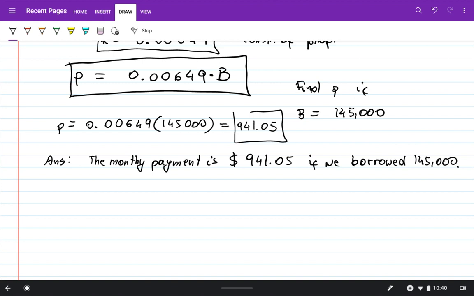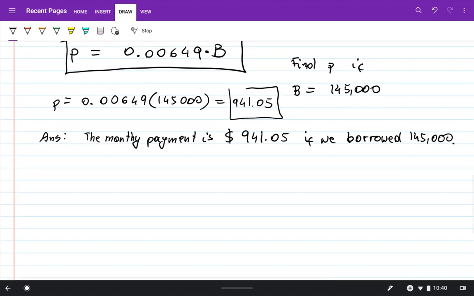Okay, so that was problem 23. This is the real life problem with the application of direct variation. Next, I want to talk about inverse variation, a different type of variation. And we're going to solve some problems with inverse variation.